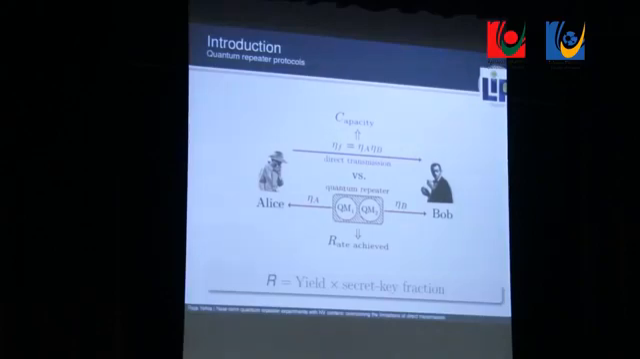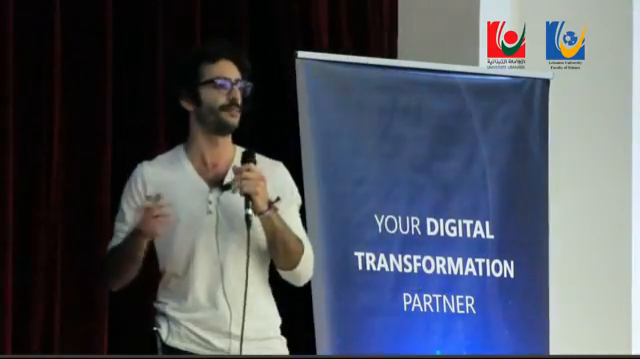And a quantum repeater will achieve a certain rate, which is the information that you can send from Alice to Bob. It's bits per second or bits per number of channel uses. And we calculate it using this formula. So the rate will be the yield, which is basically how many bits you can get from Alice to Bob, times the secret key fraction, which is basically how good those bits are.